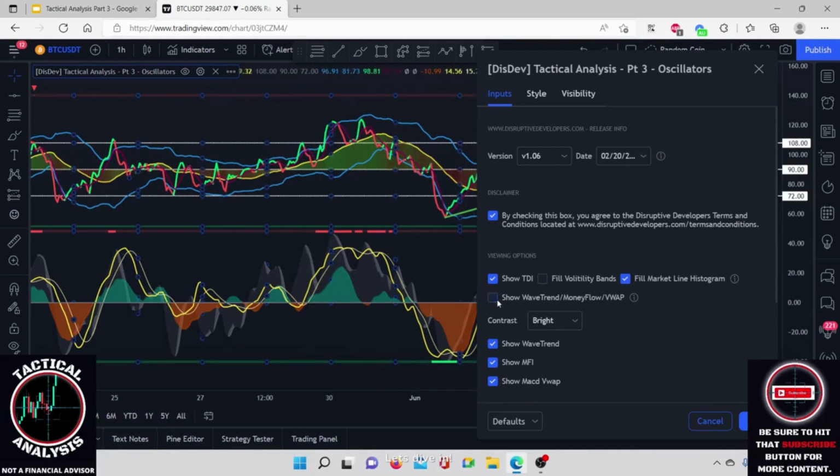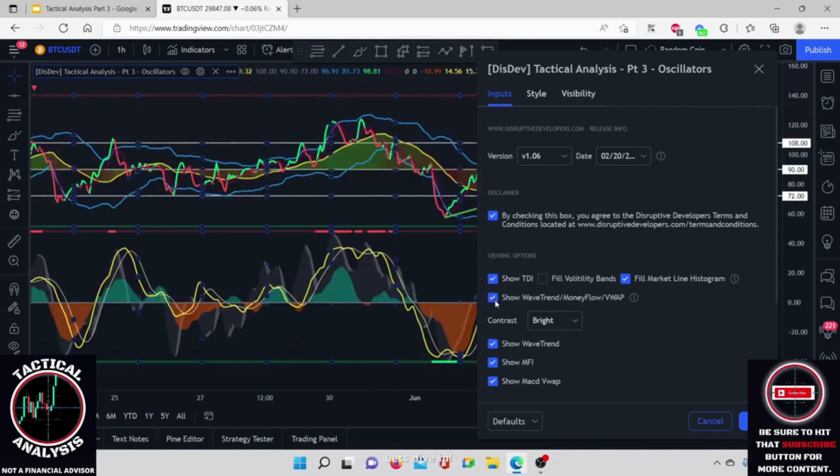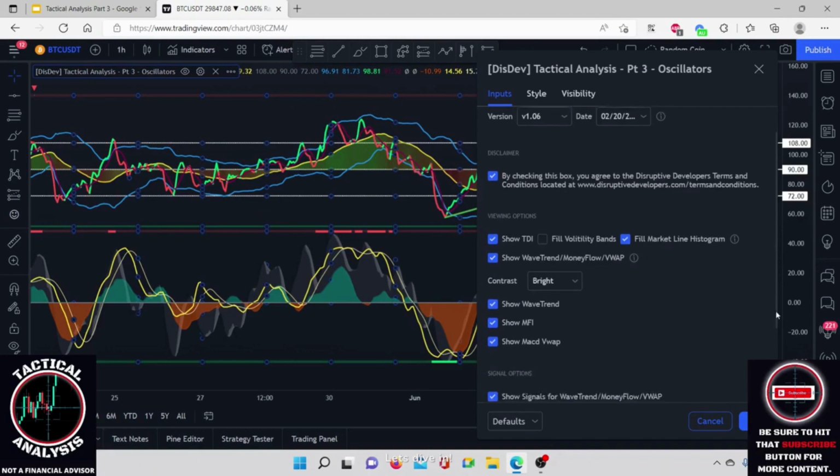Okay. Here we go. Show wave trend money flow VWAP. You can show it or not. Okay. Top or bottom. You can have one or both or none. Okay. And the same thing on the bottom. You could show it or not.